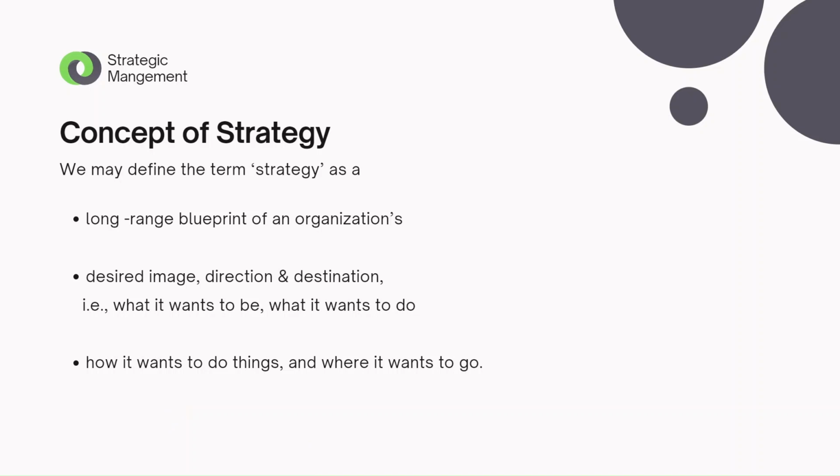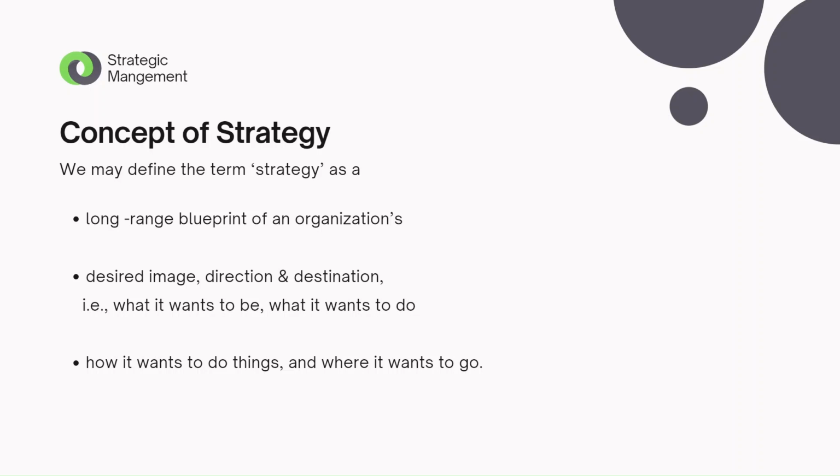So I'm having a strategy. I want to clear the CA Inter examination. That's a long-range blueprint. The desired image is I want to pass in the first attempt, with 60 plus exemption, with an all India rank. The direction I want to take: I have 6 months in my hand, I am going to study one month per subject and complete the subject. And the destination: I want to complete the CA Inter in the first attempt.